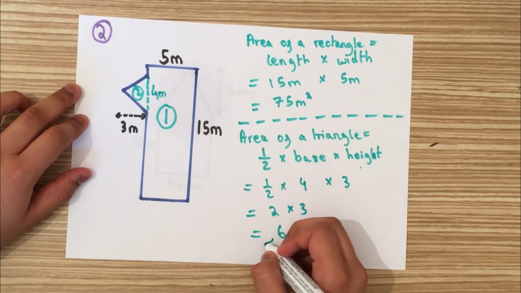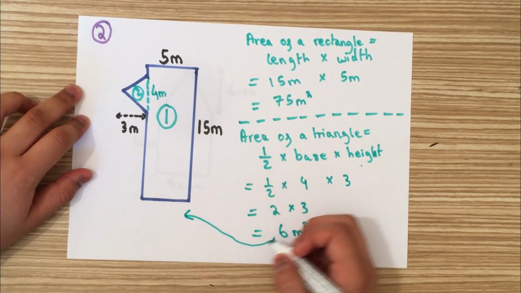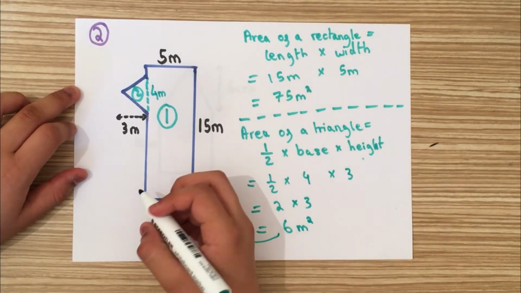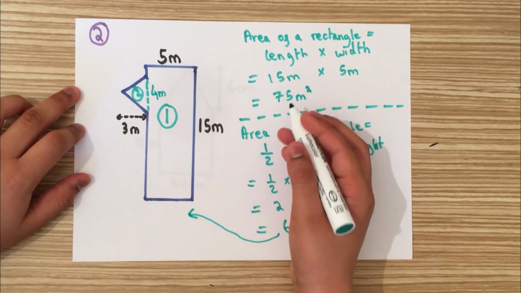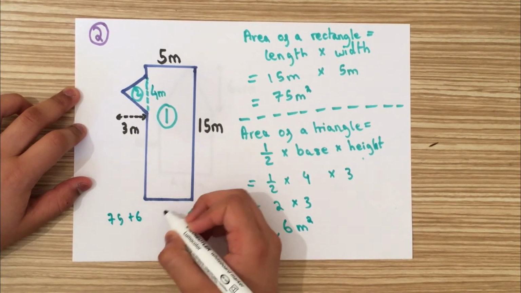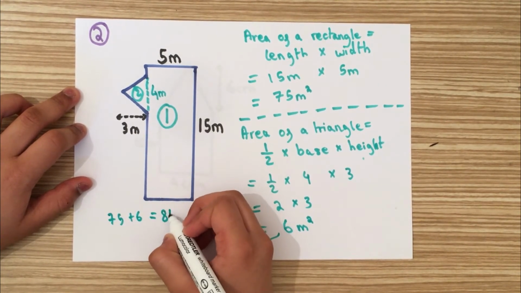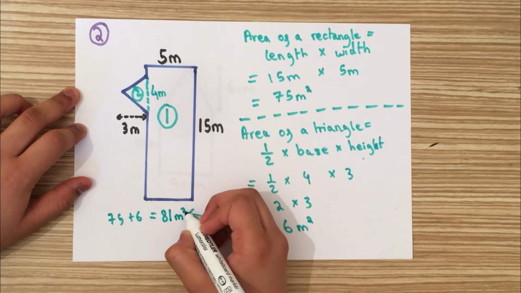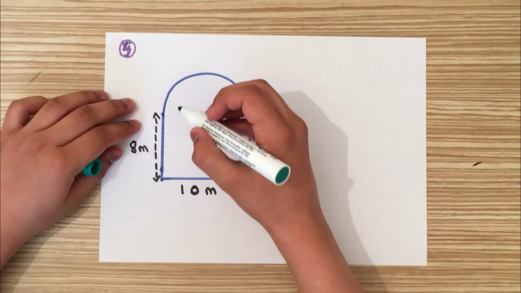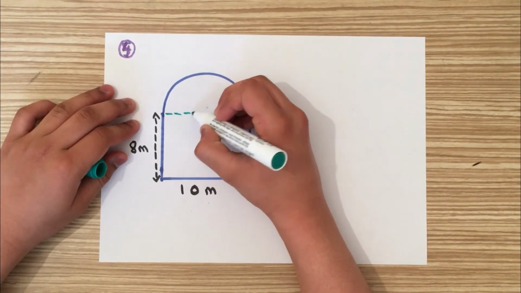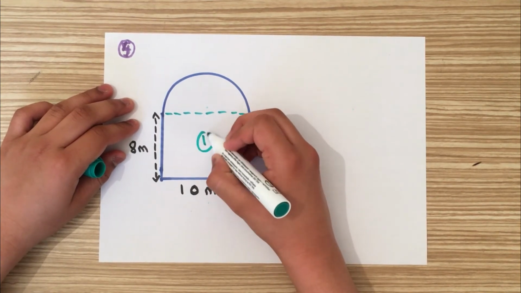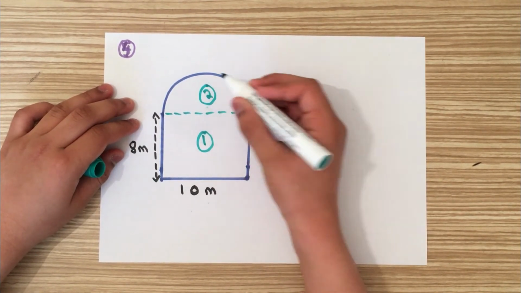Now our final step is to sum the area of the rectangle with the area of the triangle. So 75 plus 6 is equal to 81 meters squared. Okay guys, so here's our final example. Here we have a rectangle like last time, and we also have a semicircle. So let's make the rectangle 1 and the semicircle 2.